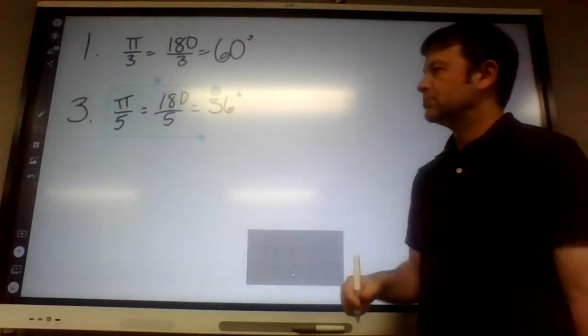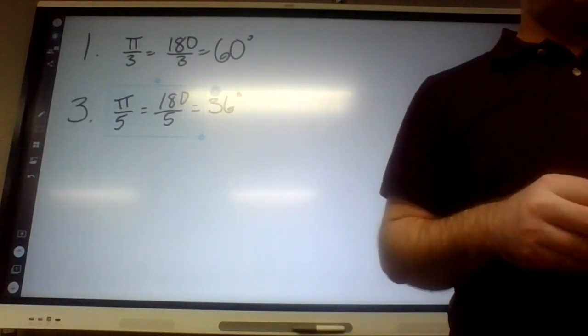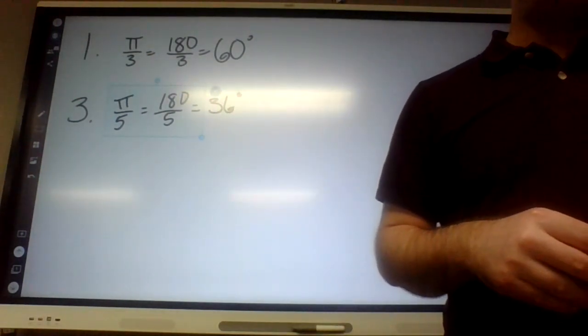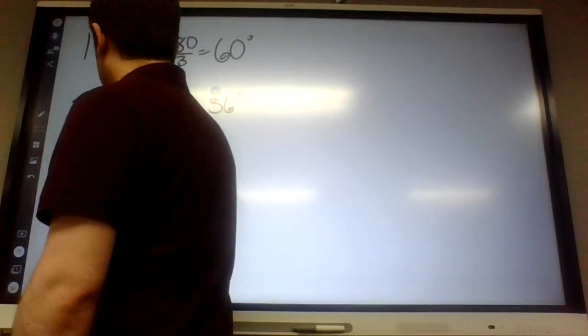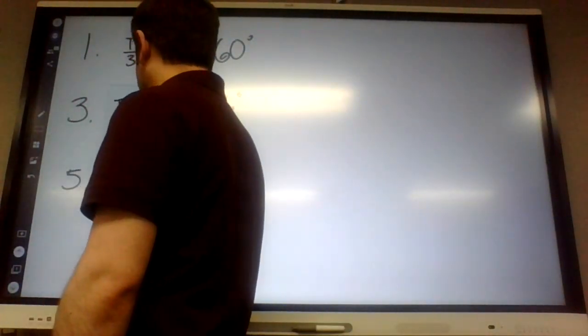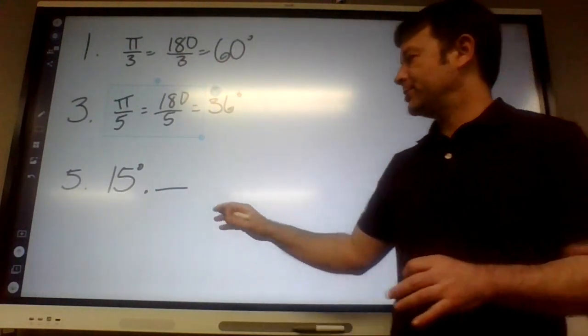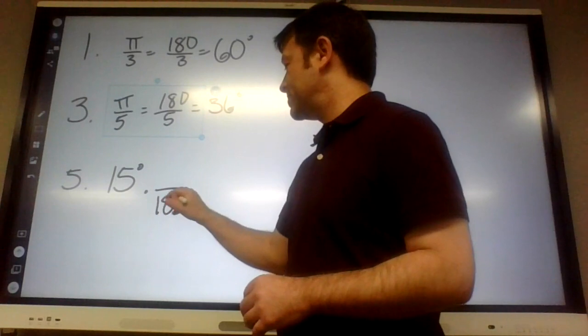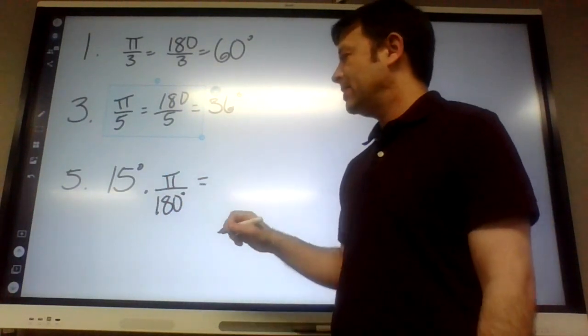So if it's next to something, like on 2, are you just going to do 3 times 180 over 2? 3 times 180 over 2 would work, yes. Okay, number 5, we're going the other direction. We are going from degrees to radians. So here's what you do. You divide out the degrees and you multiply in the radians. This is the multiplier you use every time.